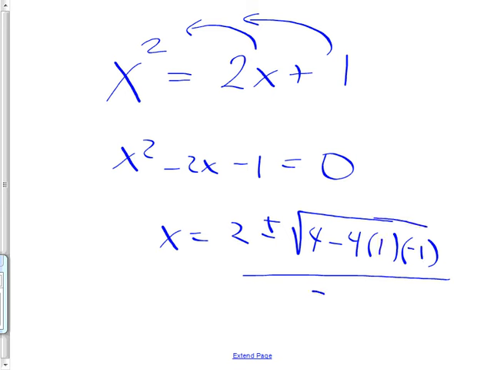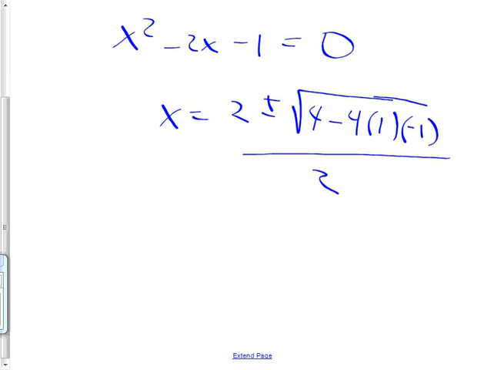all over 2a. 2 times 1 is 2. And if people mess up, it's usually underneath the square root. All right. Is that 4 minus 4 is 0? It seems really tempting to do that. But it's not, is it? Because there's 2 negatives. So it's really 4 plus the 4. So that makes it 8. So then it's x equals 2 plus or minus root 8 all over 2.